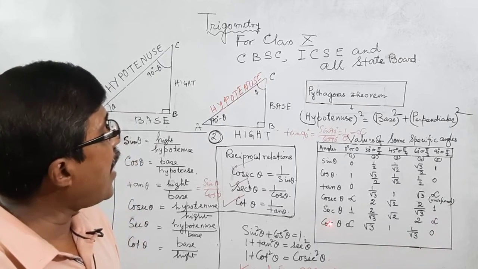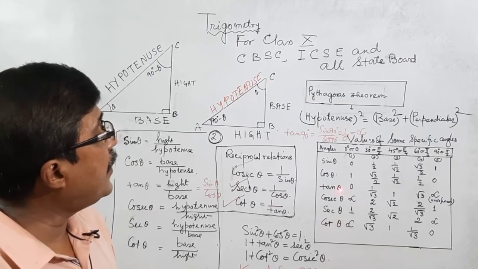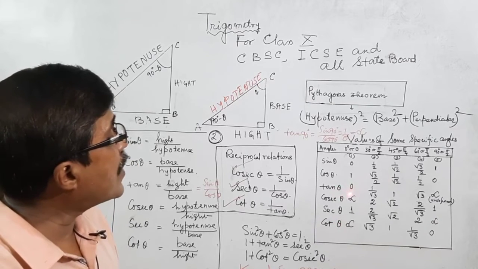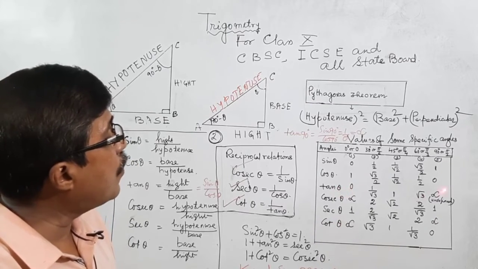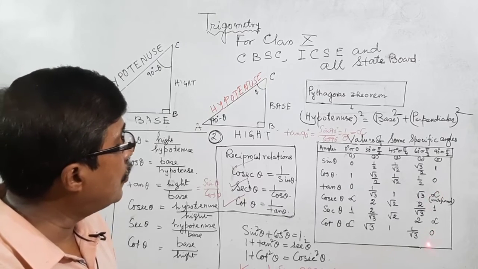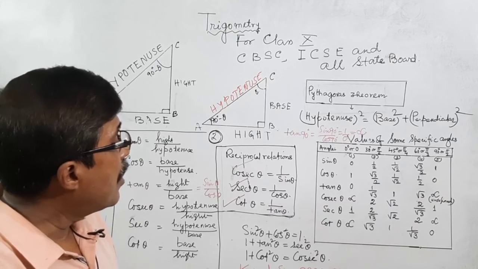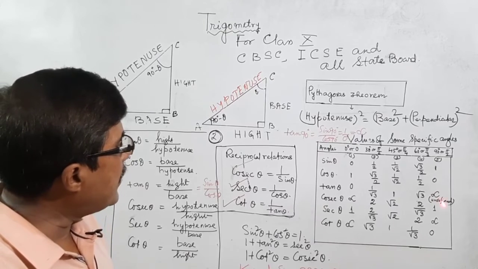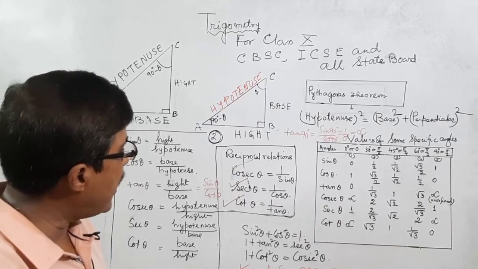Now cot 90, what is cot 90? 1 by tan 90 equal to 0. So we have explained what the table values are here.